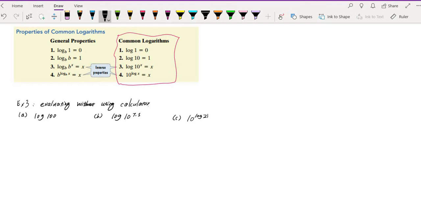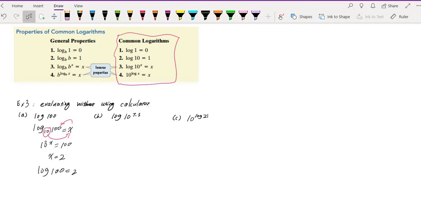So part A, log 100. In this case, we can think of this as log base 10 of 100, right? In the past we set this to x, then we can draw a snail and say 10 to the what power gives you 100, which in this case is x equal to 2. So we say the log 100 is 2.